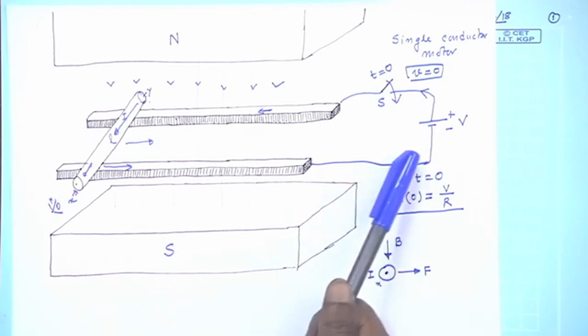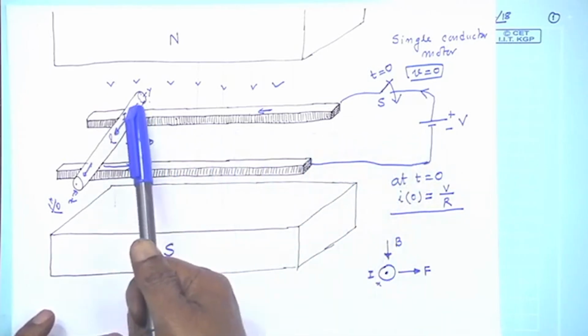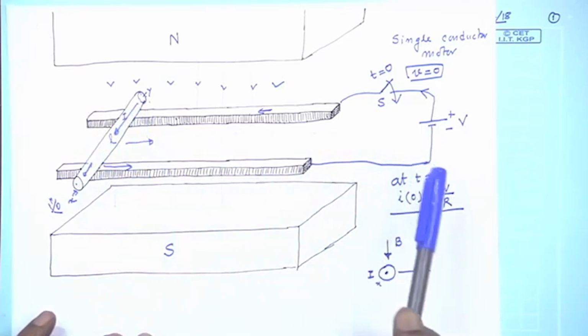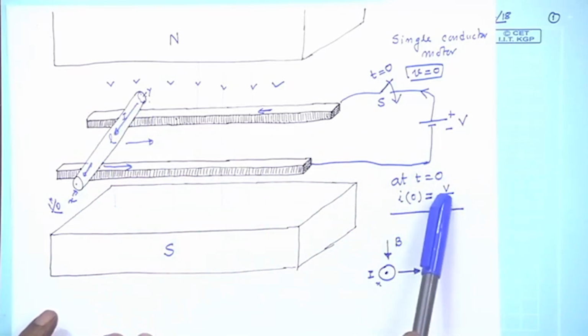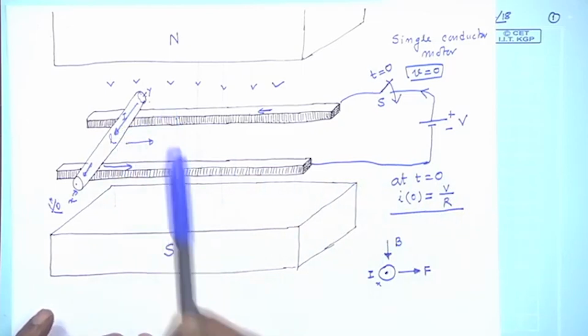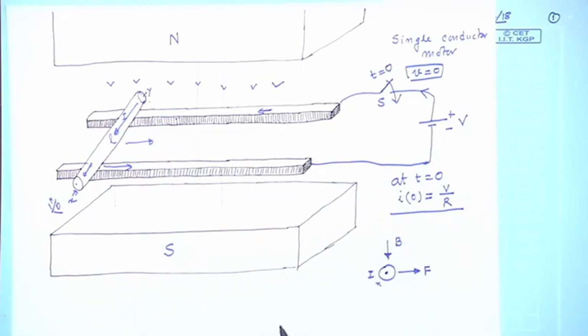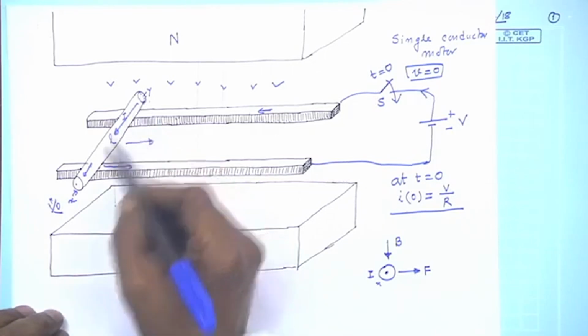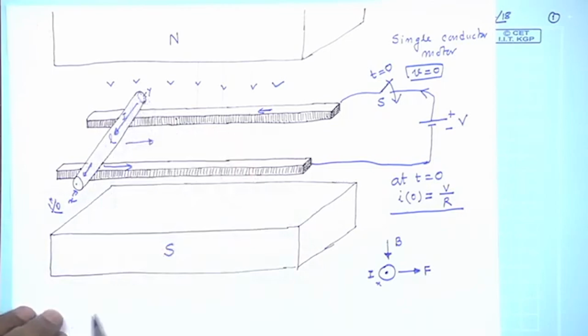Therefore, current in the circuit will be V minus B L v divided by R, not V by R alone, because the moment it has got some instantaneous velocity v, this conductor itself becomes a source of EMF. So, this whole thing can be drawn like this. This is the conductor end x and y, and there appears a voltage with this side plus, this side minus.